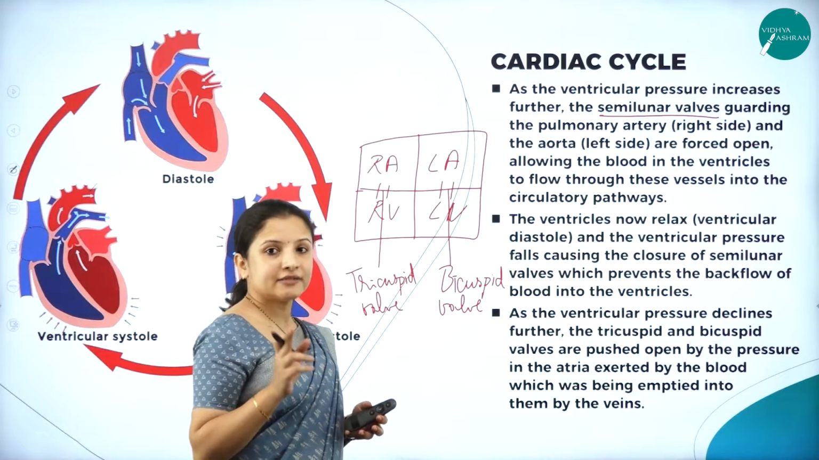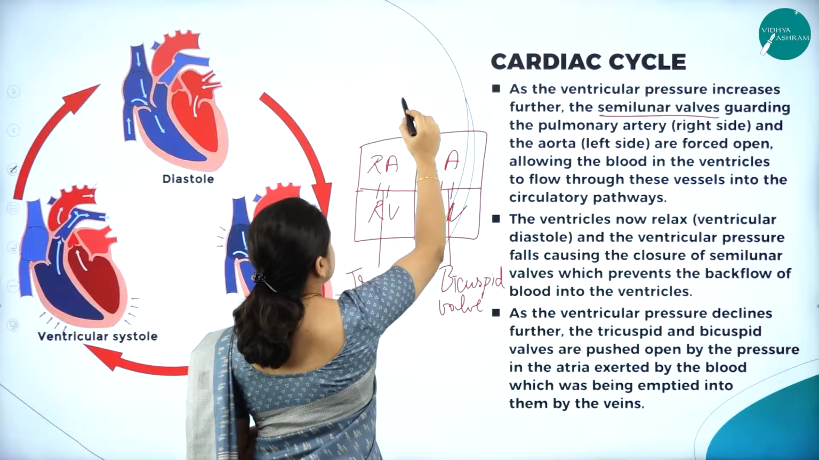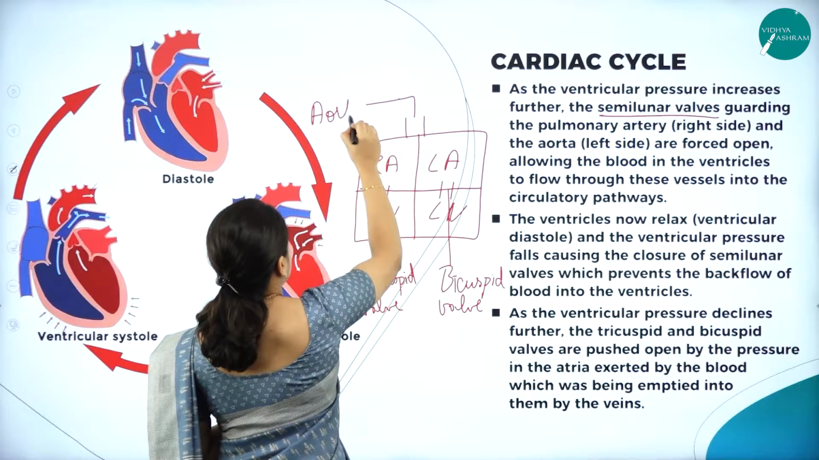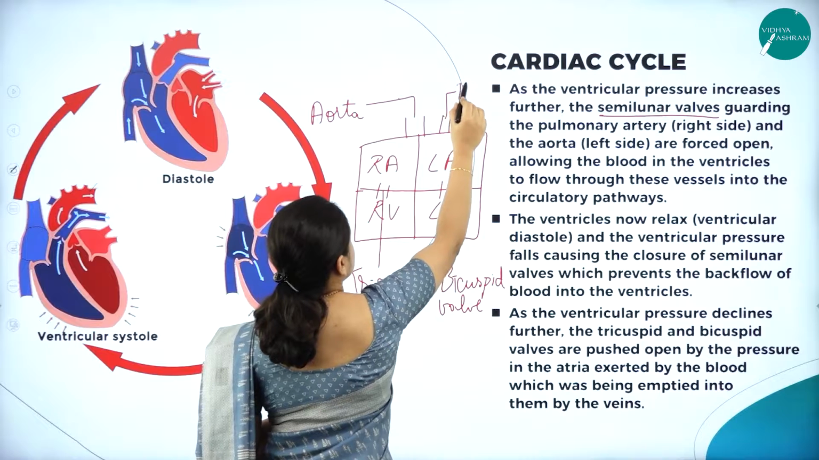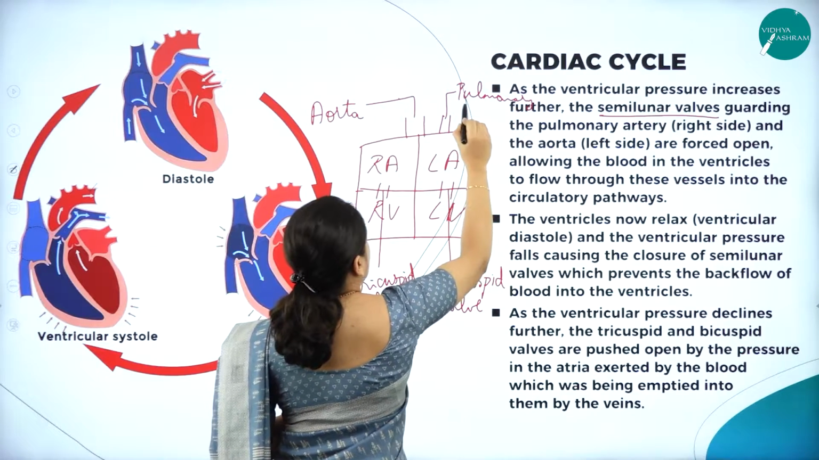So the heart has two large vessels, one of which is the aorta. I'll mark it here as aorta, and the other is the pulmonary artery. So this is the pulmonary artery.